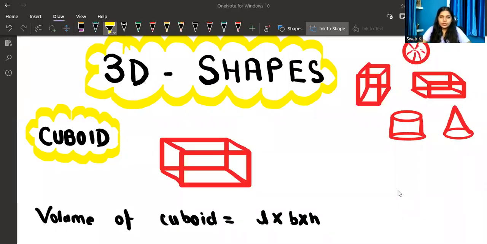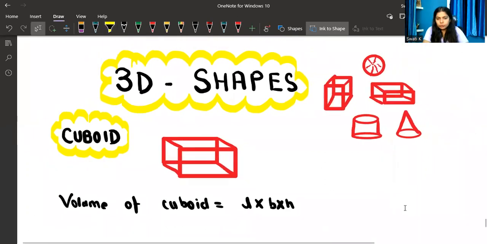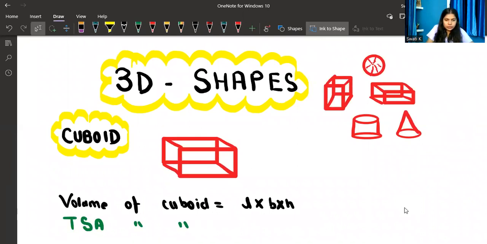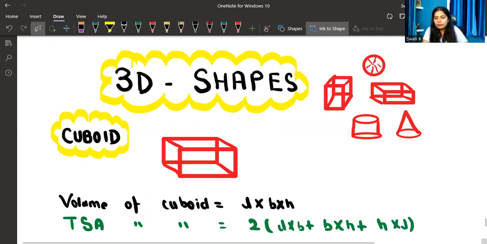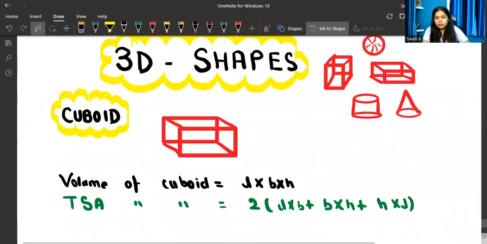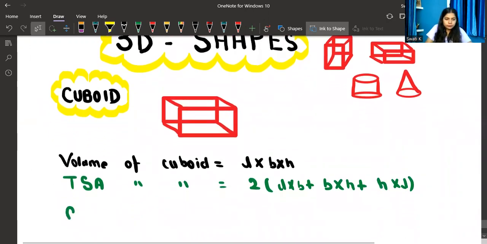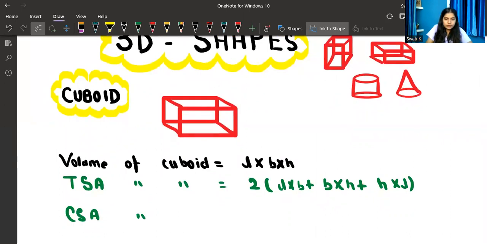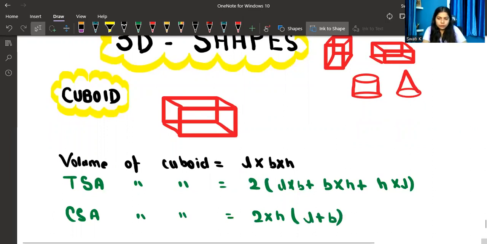That is it. So let us write down the formula of the total surface area of cuboid as well. So total surface area of a cuboid, which I'm writing as TSA only, is 2 times (L into B plus B into H plus H into L). Okay, next we have, of course, the curved surface area, which I'm writing as CSA. So curved surface area of cuboid is 2 times H times (L plus B). So these are the formulas of cuboid, right?